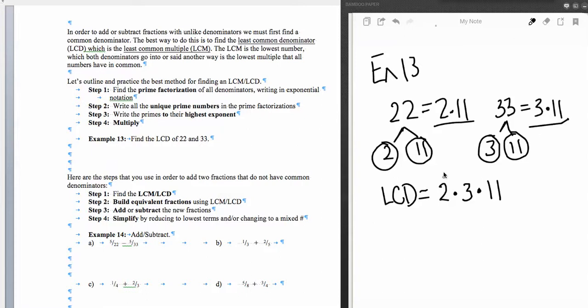So 2, how many times do I see it used here? Once. How many times do I see it used here? 0. So the most times is 1 time. Over here I see the 3, but not over here, so the most times I see it is 1. Now here goes the tricky one. 11, I see it once there and I see it once here. Now if I ask you which is bigger, 1 or 1, you'll say, well, 1, that's it. And that's the correct answer for this.